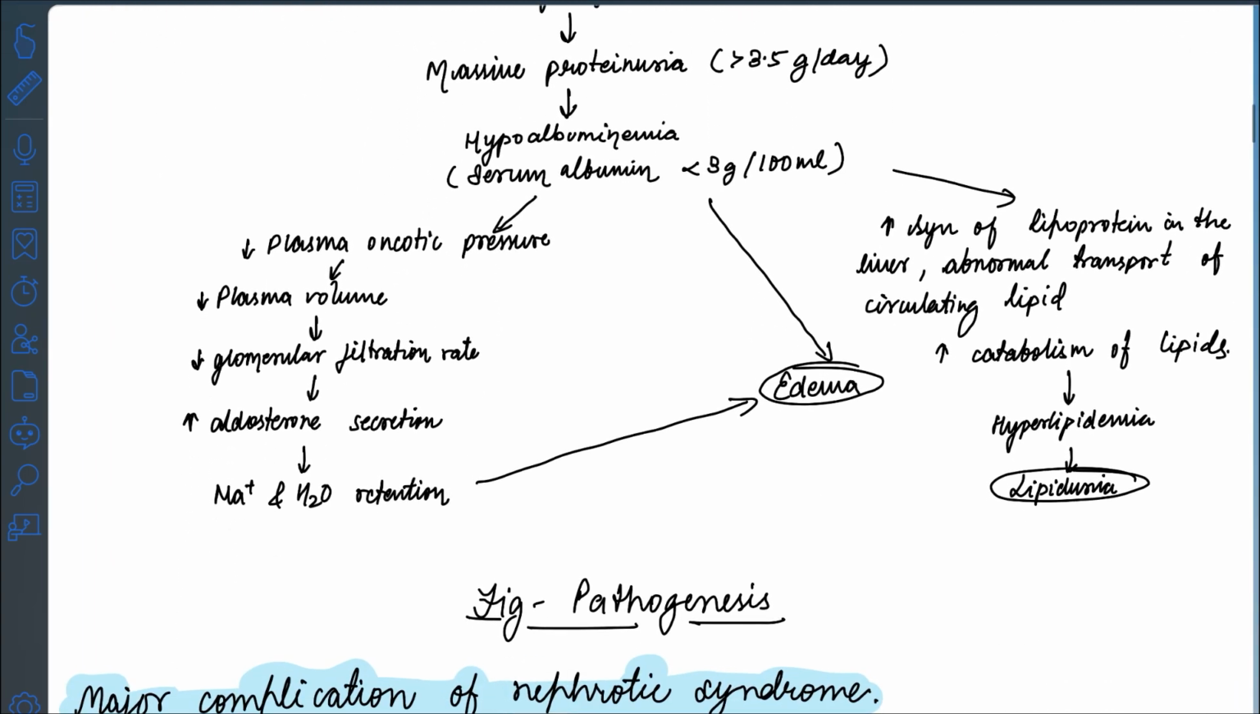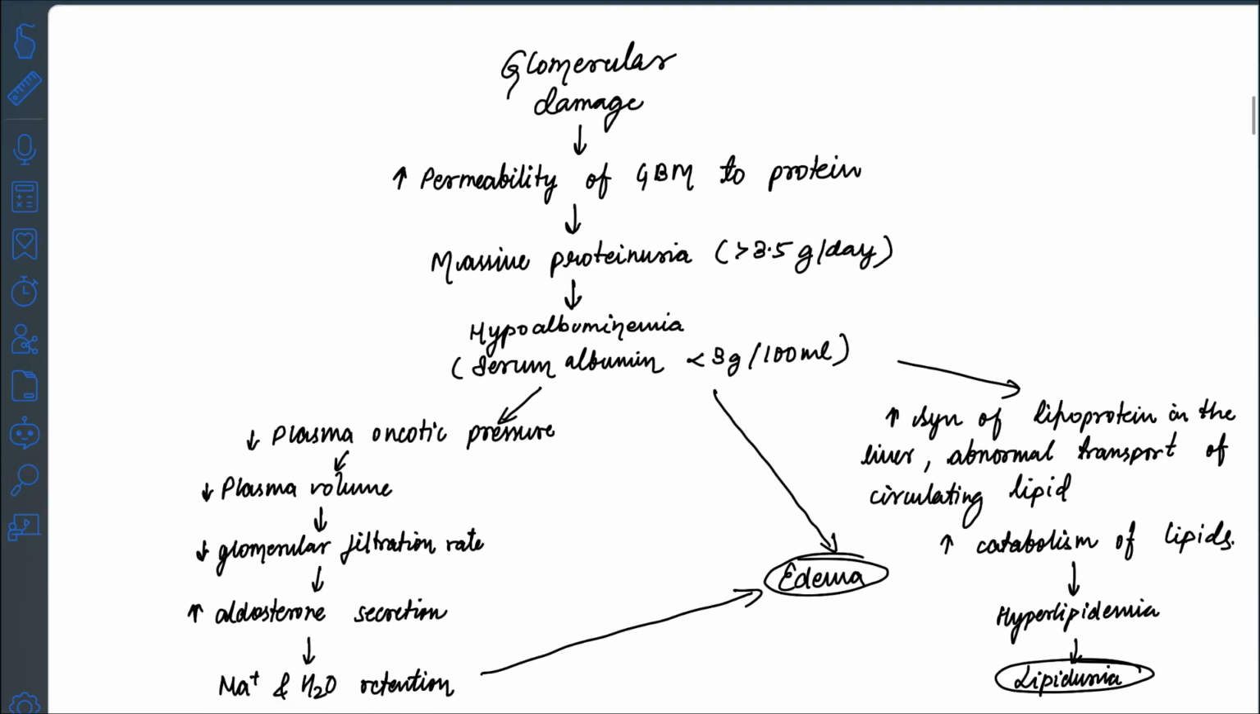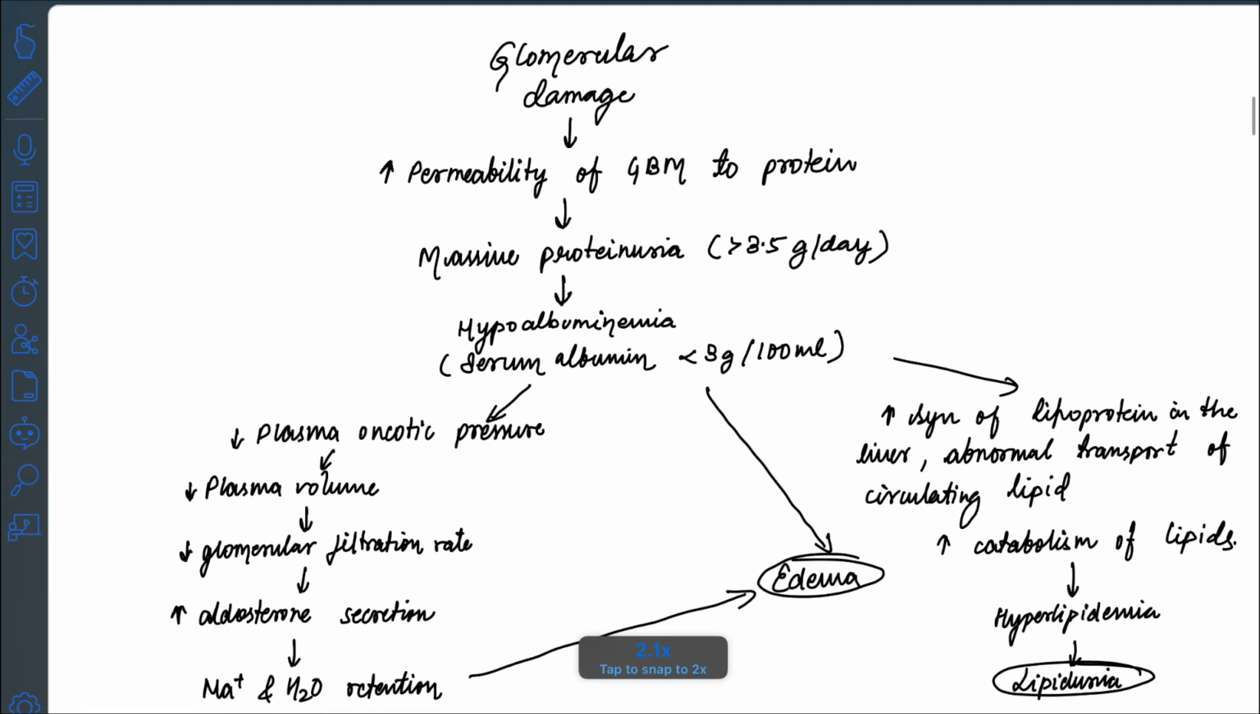अब ये एक फ्लो चार्ट है जिसमें वी कैन सी द पैथोजेनेसिस. Here you can see edema and lipiduria का mechanism very clear. So there is glomerular damage. Permeability of glomerular basement protein के लिए बढ़ जा रहा है. There is massive proteinuria more than 3.5 gram per day. There is hypoalbuminemia. All of these are related to each other.